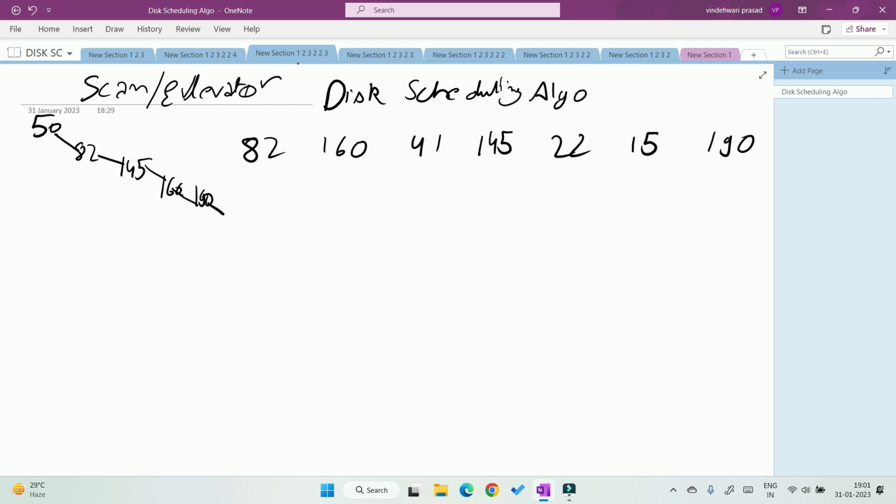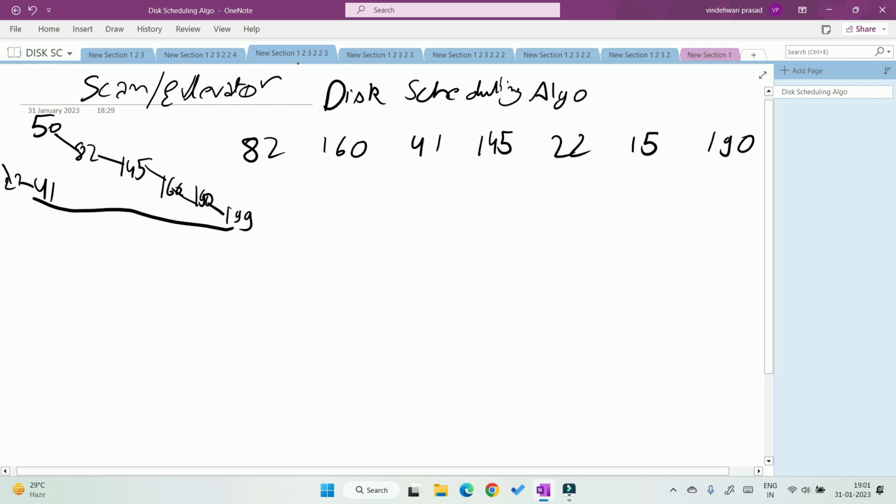So I tell you, in this there are 200 tracks. So the last one is 199. It will move to 199. Then it will move again in the opposite direction. Start moving opposite. Which one does it first encounter? It will be 41, then 22, then 15.